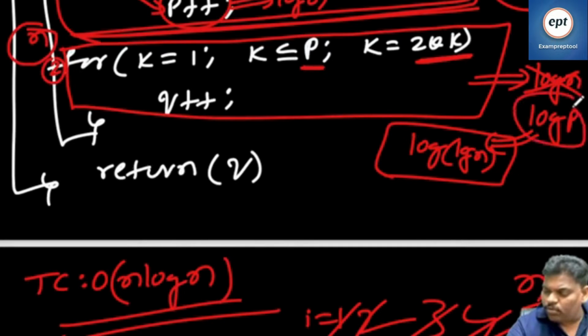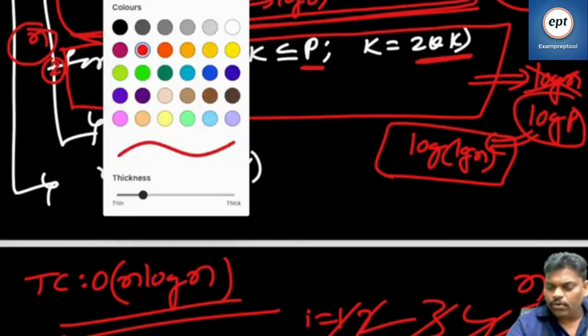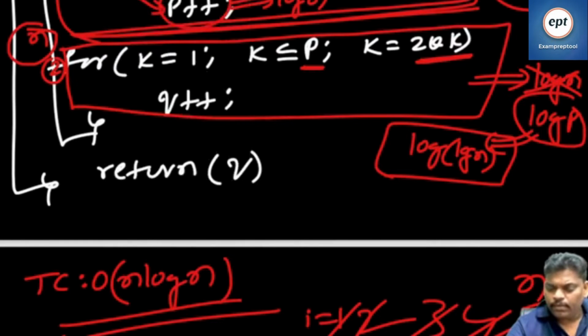The third loop is log p. What is p? Because p was executed log n times, the p value is log n. So the third loop is log n.